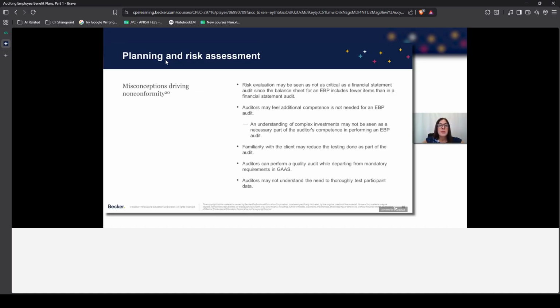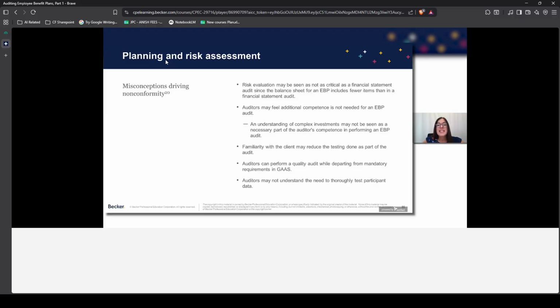So there's lots of misconceptions here that have been driving these nonconformities over the years. Whether it's the auditors not understanding what the rules are, or they're just not seeing this as a critical component of the financial statement audit, or auditors may feel additional competence is not needed for an EBP audit. Over-familiarity with the client may reduce the testing. Other excuses is that they felt like they could still perform this audit even though they're not in compliance with the standards.